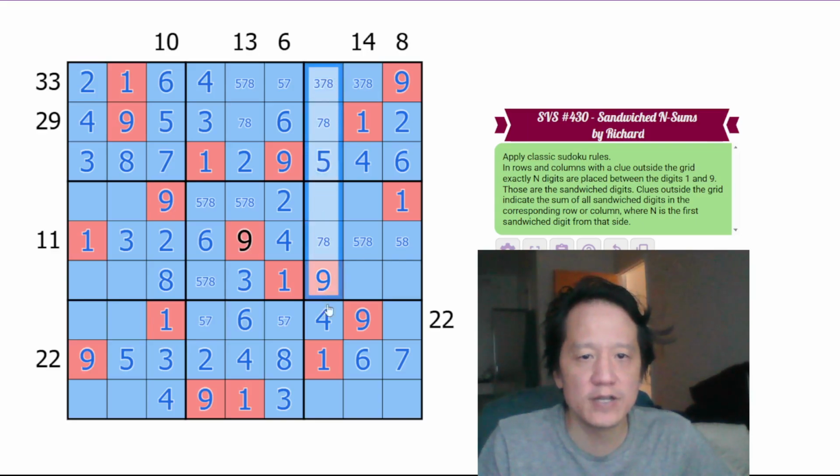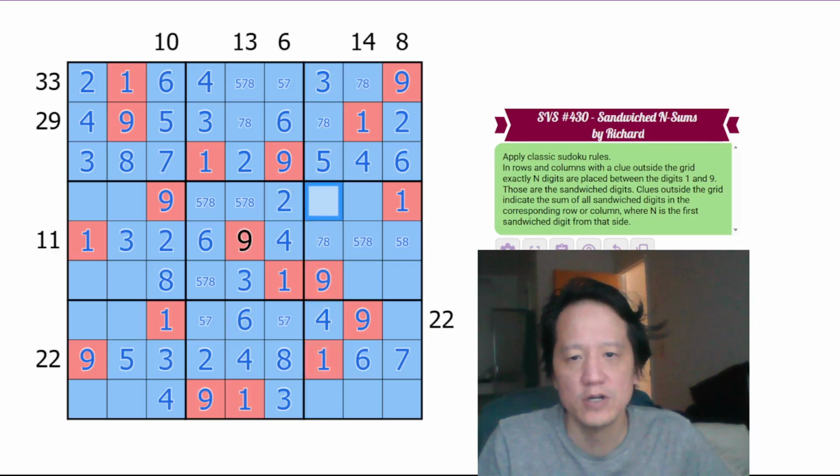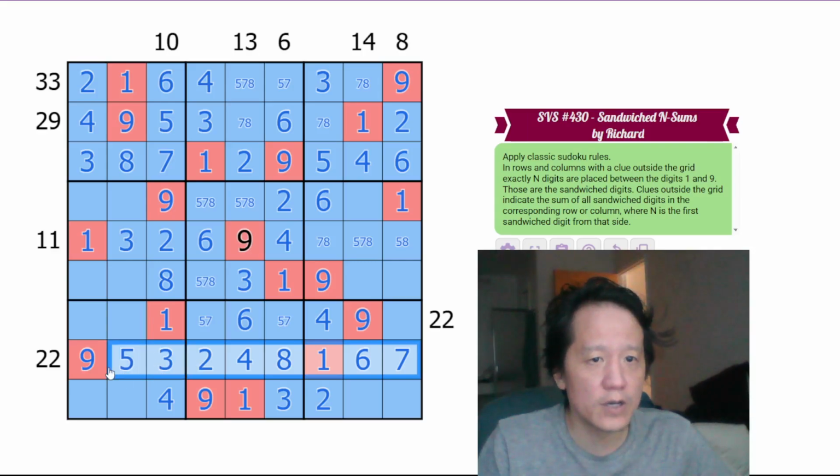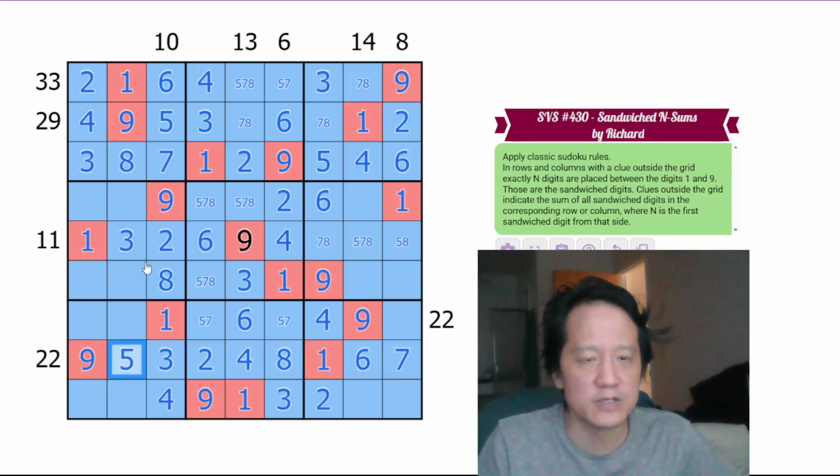We have a 7, 8 pair in column 7, which eliminates 7 and 8 in the rest of the column. This can't be 7 or 8. This is 3, which means this can't be 3. And we're left with 2 and 6 remaining in column 7. This can't be 2 because of the 2 in the row. So this is 6. This is 2. Okay. Yeah, and everything else is just basically Sudoku.